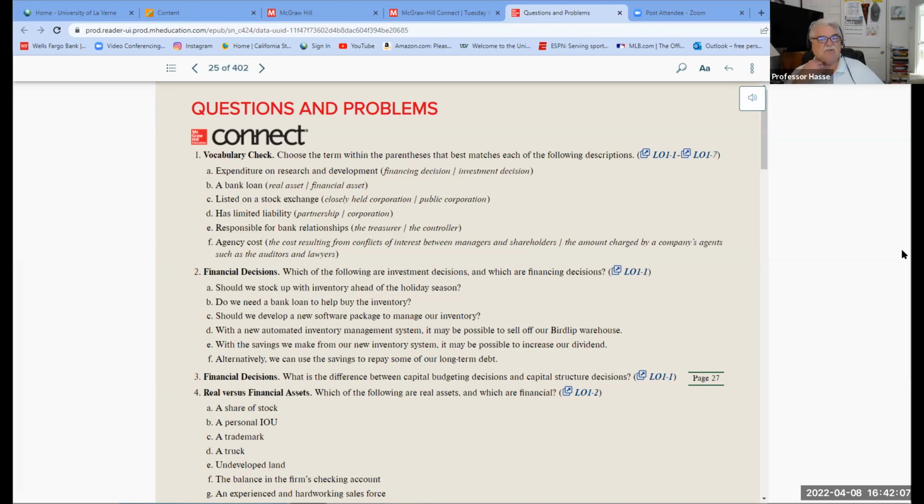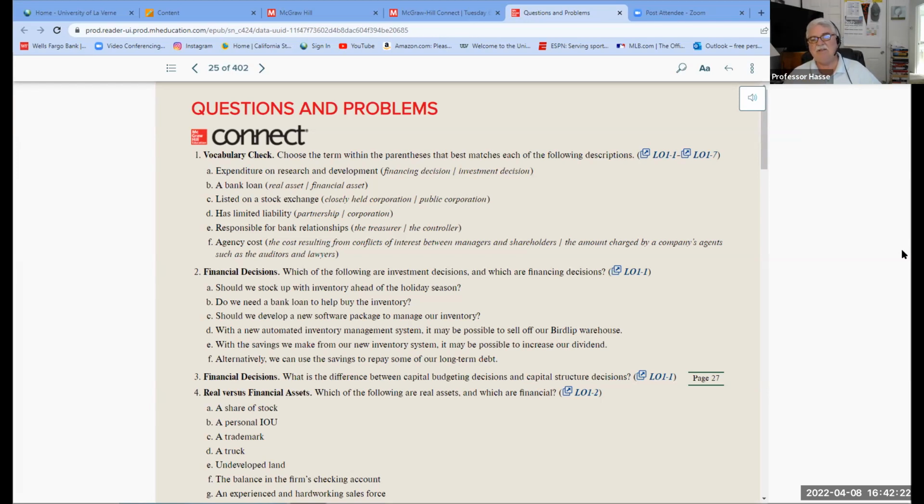Listed on a stock exchange: closely held corporation or a public corporation? Well, the answer is a public corporation, because those are the public companies you're looking for in your portfolio for this week.